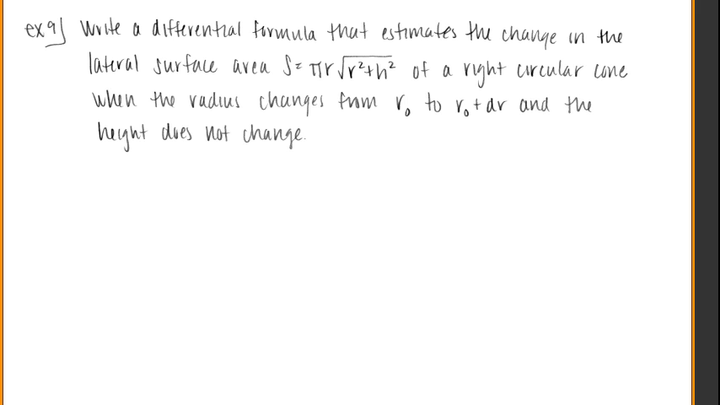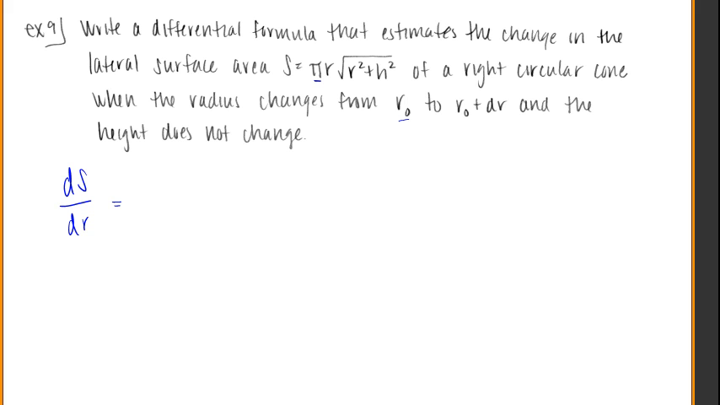We want to write a differential formula that estimates the change in the lateral surface area of a right circular cone when the radius changes from r naught to r naught plus dr, so just ever so slightly, and the height does not change. Okay, so that means that height is a constant. When it says it's not changing, we can think of it as like the number 2. So think of it as just a number sitting in there. So obviously r is our variable, so we're going to be taking the derivative of the surface area with respect to r, the radius.